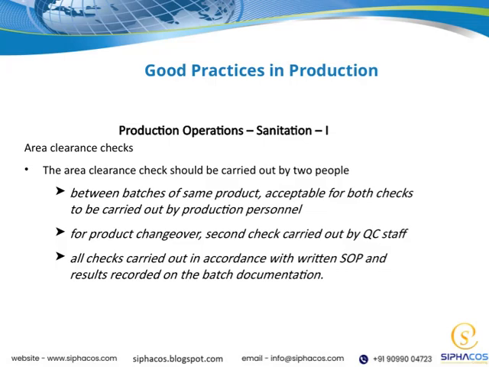Now, let's talk about area clearance checks in production operations, specifically in sanitation. It's important that these checks are carried out thoroughly to maintain cleanliness and safety. Typically, the check should be performed by 2 people to ensure accuracy and accountability. Between batches of the same product, having 2 checks helps confirm that the area is properly cleaned and ready for the next batch.